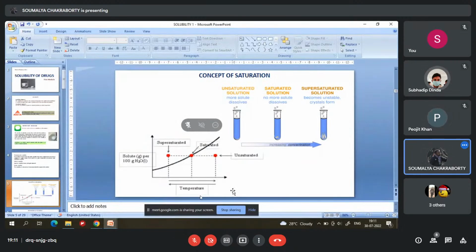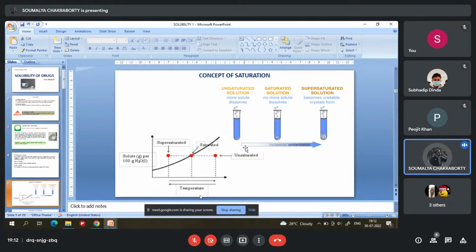Concept of saturation. So what is saturation? Just some time ago, I told you the concept of saturation. This is a pictorial representation of that concept. This is a test tube. When we are initially adding solute, the capacity of the solvent to accommodate solid is still higher. At that phase, it is called an undersaturated or unsaturated solution. Here, more solute will dissolve.